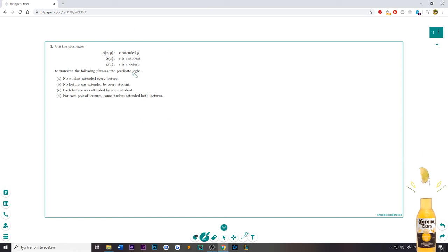Okay, well, so to go to this question for the predicates, we have to translate the following phrase into predicate logic, okay? What we can do is take an element and apply S to it, and then it's a student. We can apply L to it, and it's a lecture. And we can also apply A to 2 elements, and then X attends Y, okay? Right. So what the first predicate is saying is that no student attended every lecture, okay?